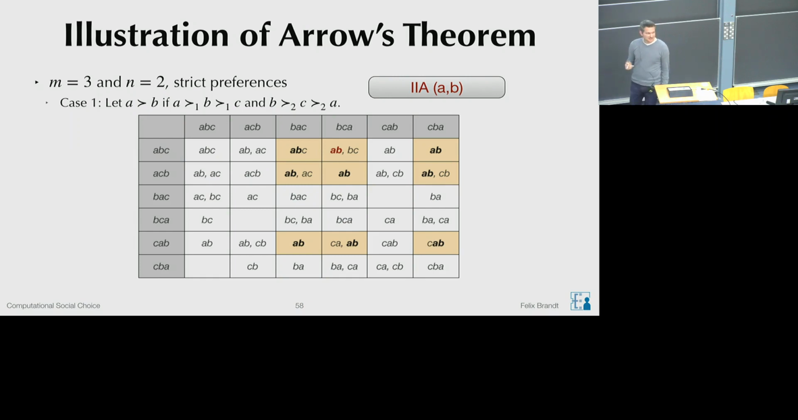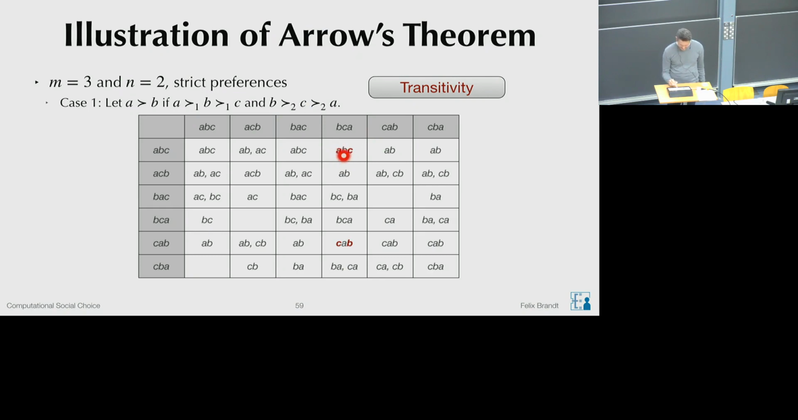a social welfare function maps to a transitive relation. Okay, so the collective preference relation has to be transitive, and therefore we know that A is also preferred to C. Okay, so by transitivity we have A, B, C here. Okay, and now we keep on doing this.